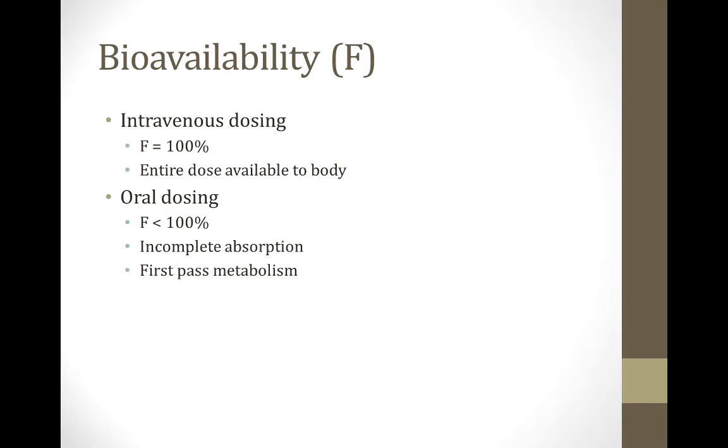It's high yield to know that when you administer a drug intravenously, the bioavailability is 100%. You're injecting the drug directly into the systemic circulation, and therefore the entire dose is available to the body. It's also high yield to know that when you administer a drug orally, the bioavailability is always less than 100%. That's for two reasons. First, every drug has some degree of incomplete absorption, and there's also something called first-pass metabolism by the liver.